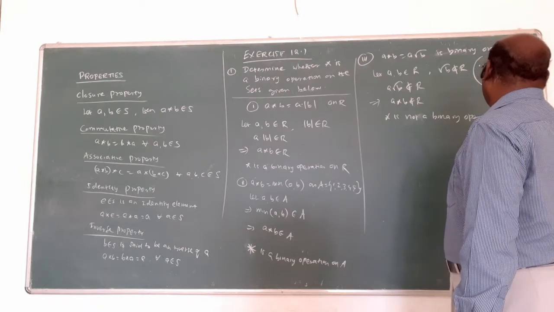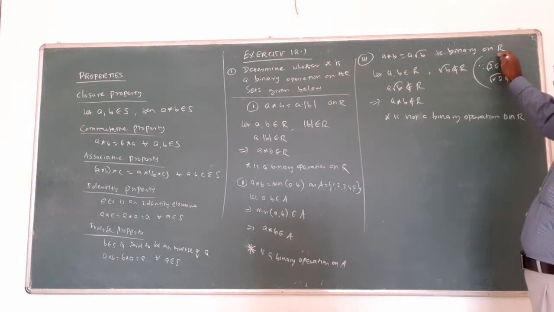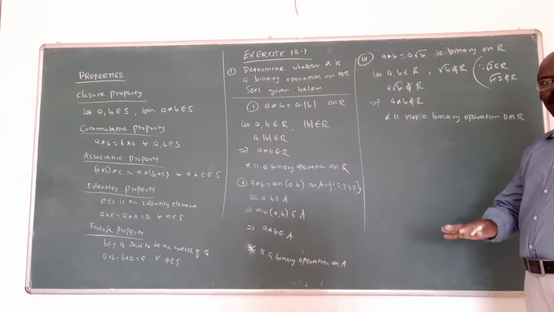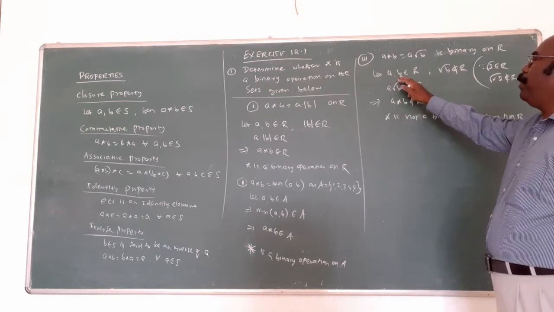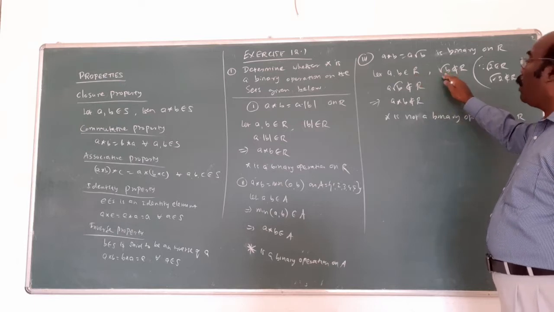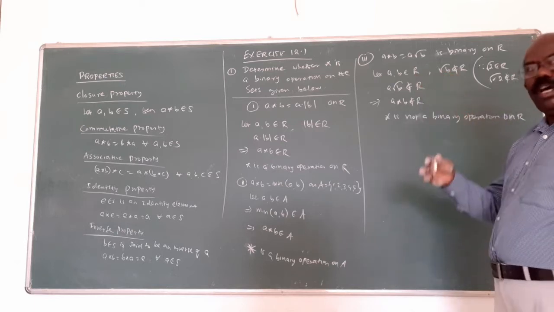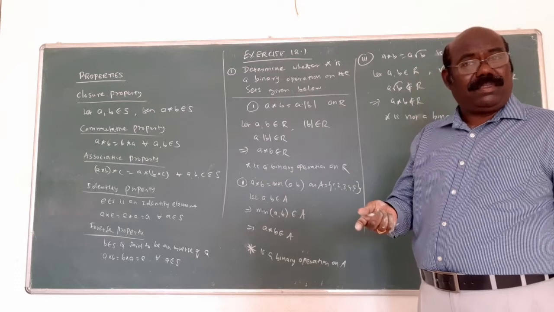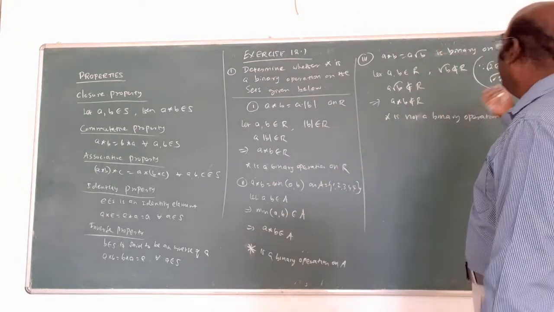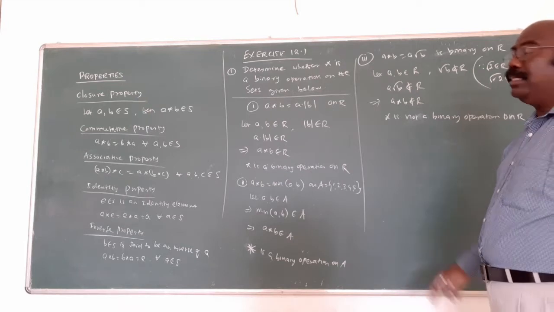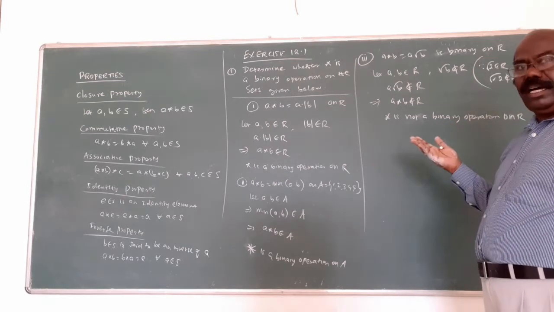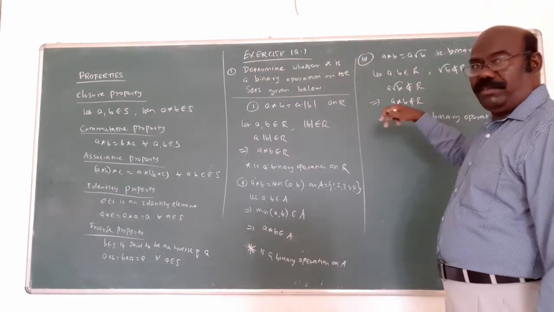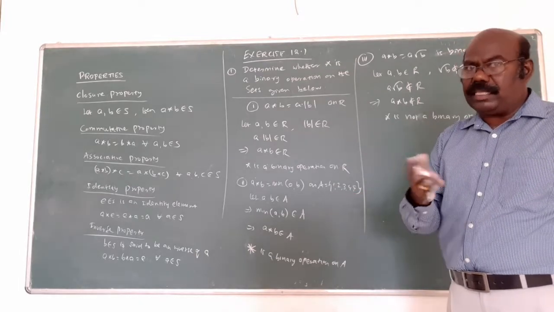Suppose a natural number is given. A natural number is always only positive. Automatically a, b belongs to N, but root of b need not belong to N. Am I correct? Root of 2, root of 3, root of 4. Root of 4 is 2, but root of 3 is root 3 only, and that is not a natural number. So here also it is not a binary operation.